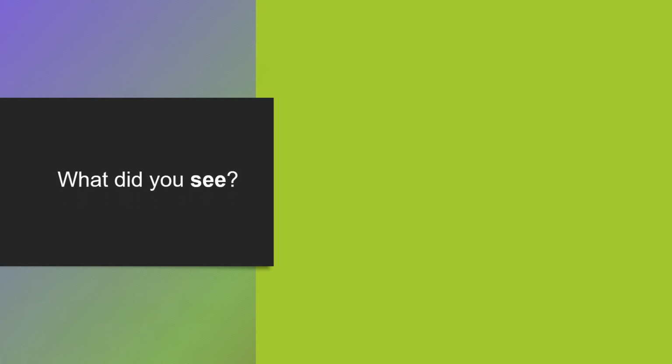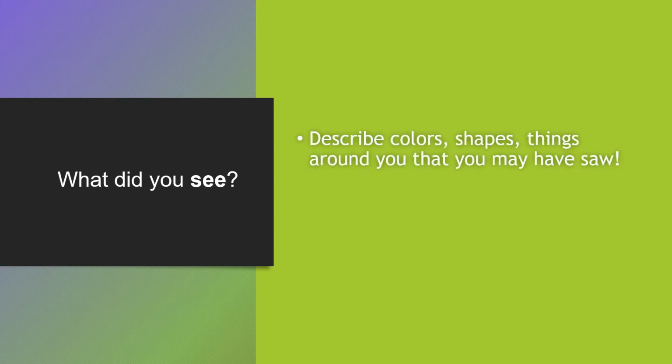The next part of the graphic organizer is going to ask you, what did you see? So you're going to be thinking about the different things that you saw during this event or experience. So I'm going to be thinking about the different things I saw during my experience going camping with my family. You can describe colors, shapes, and things around you that you may have seen. And I want you to choose 3. This will give you enough details to help you write your personal narrative first draft.